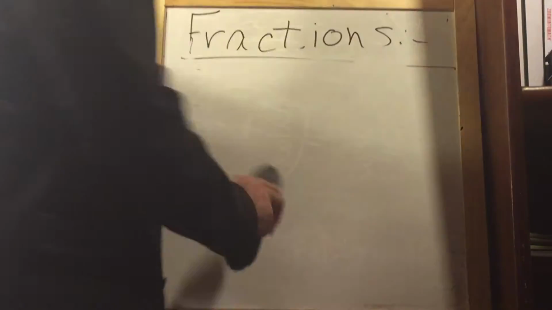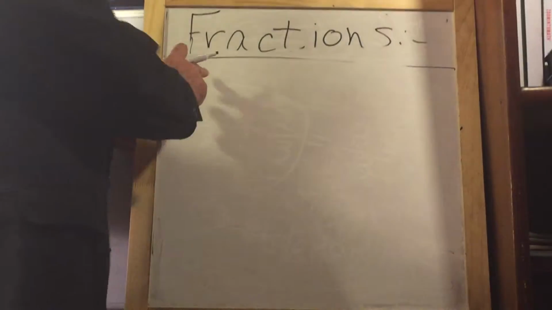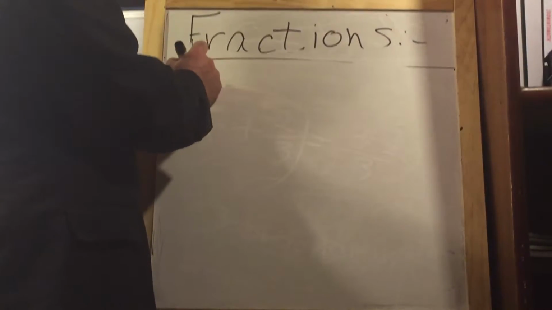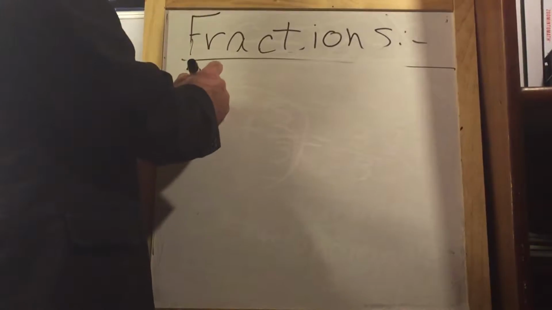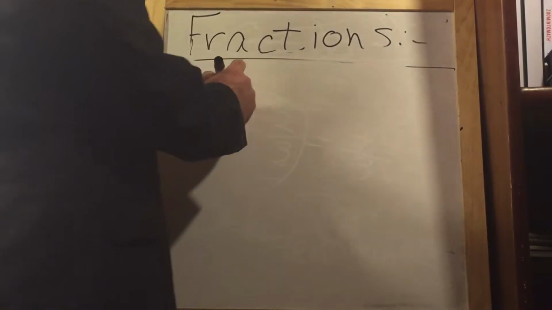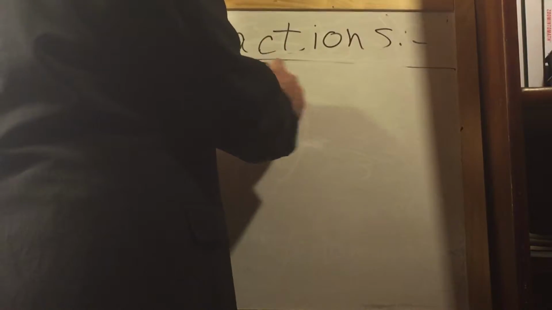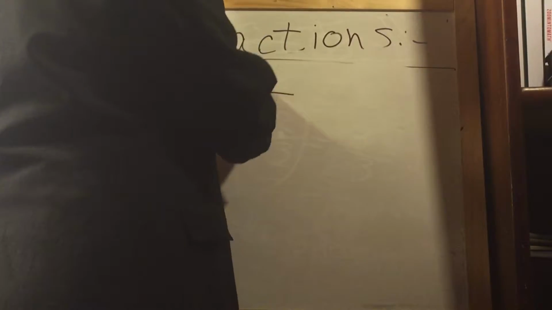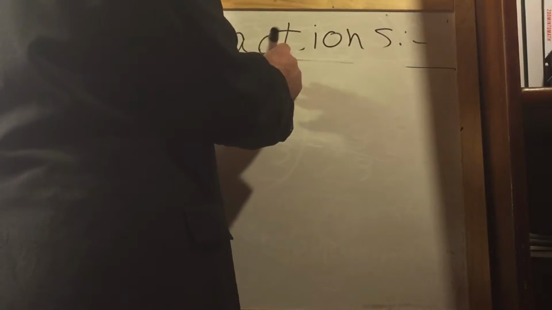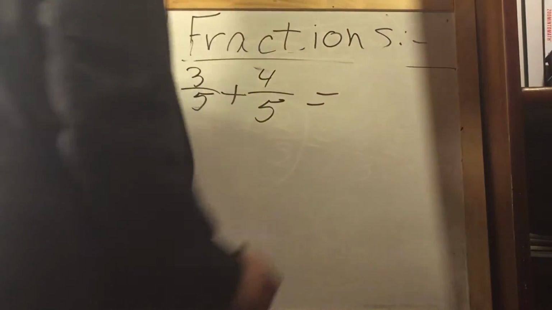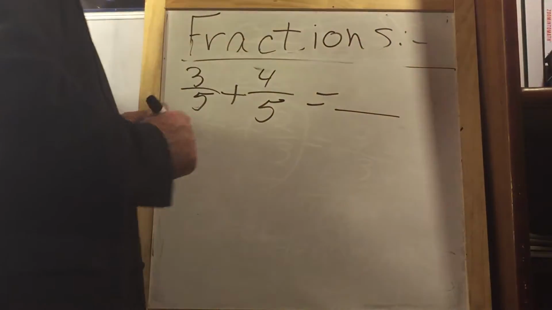Let's do another example which doesn't have 5 over 5 or 3 over 3. Let's do 3 over 5 plus, actually, let's do 4 over 5. Okay, because I don't want both of them to be 5.